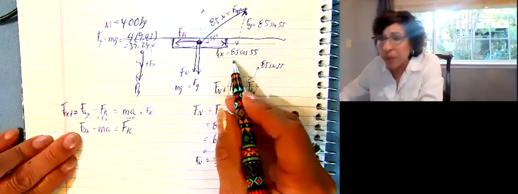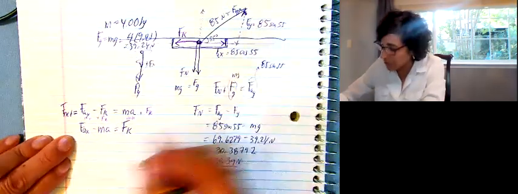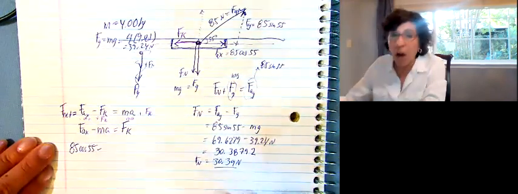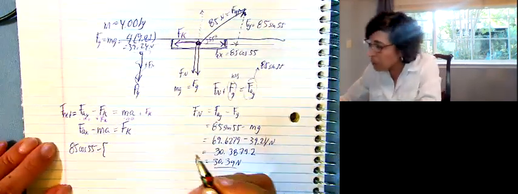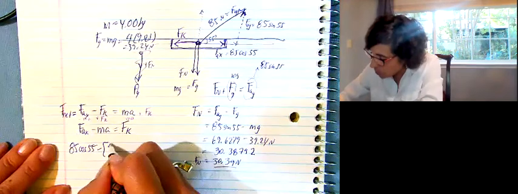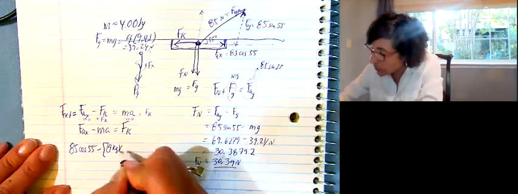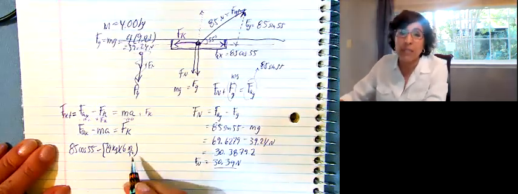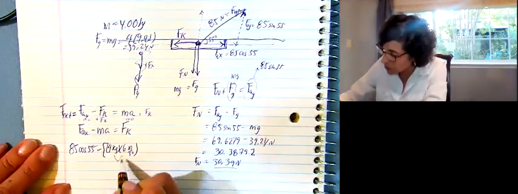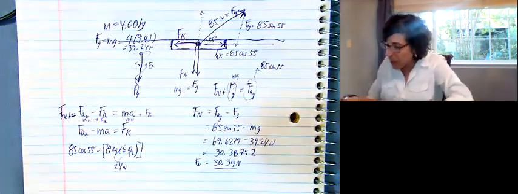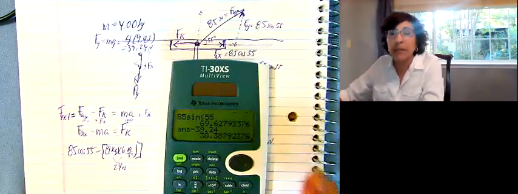F applied, we figured out, was 85 cosine 55. 85 cosine 55. All that subtracted from the mass, what's the mass? Oh, 4 kilograms. There's 4 kilograms. And the acceleration is 6 meters per second squared. 4 times 6 is 24. So that right here is 24 newtons. All right, so now let's figure out what 85 cosine 55 is.